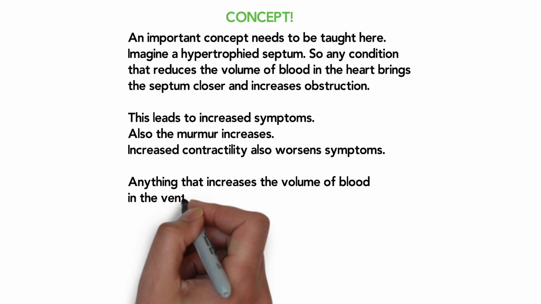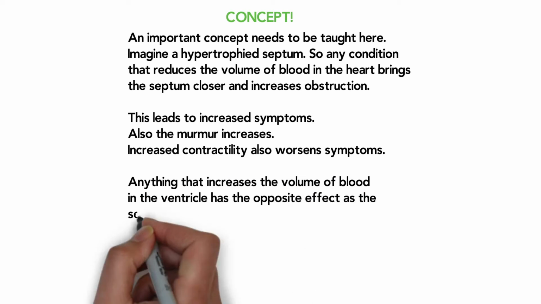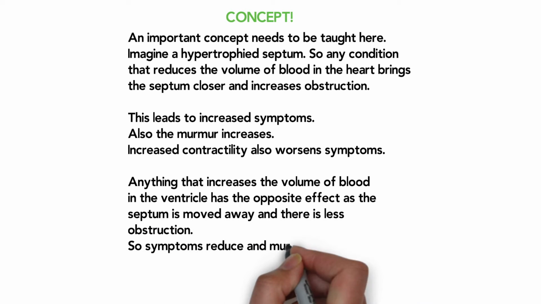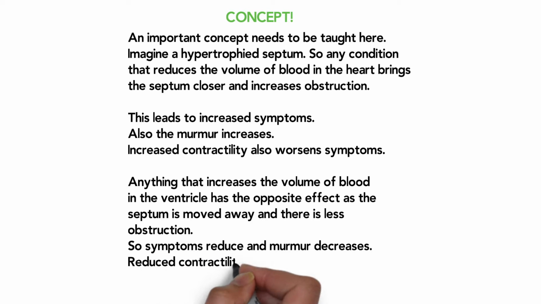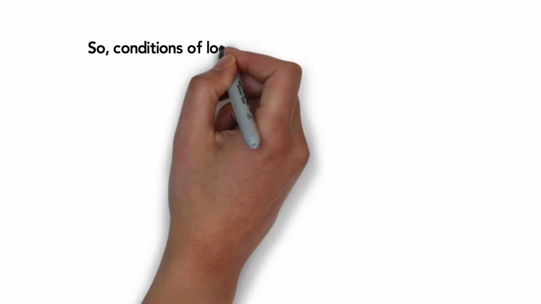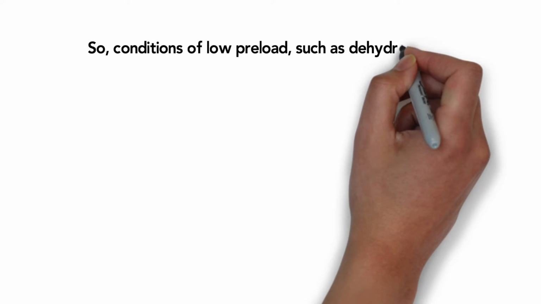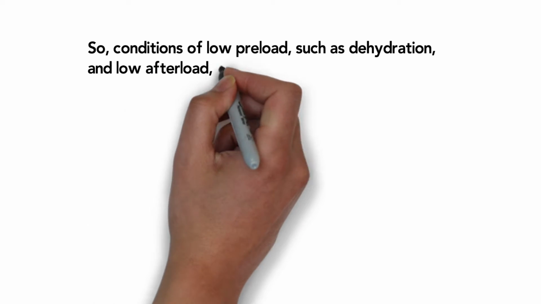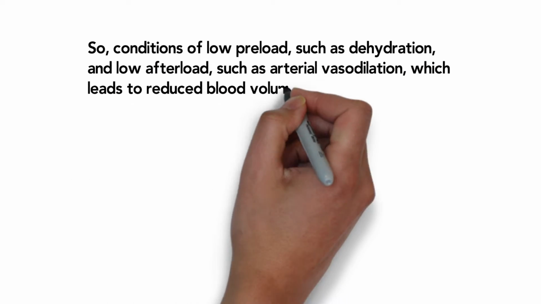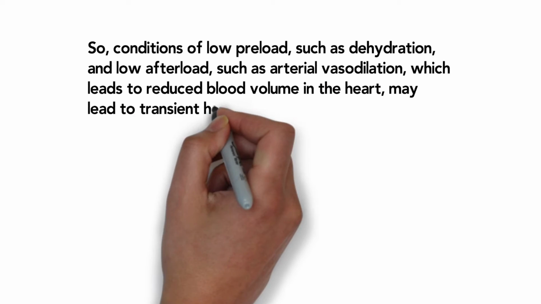Anything that increases the volume of blood in the ventricle has the opposite effect as the septum is moved away and there is less obstruction. So symptoms reduce and murmur decreases. Reduced contractility improves symptoms. So, conditions of low preload, such as dehydration, and low afterload, such as arterial vasodilation, which leads to reduced blood volume in the heart, may lead to transient hypotension and near syncope.